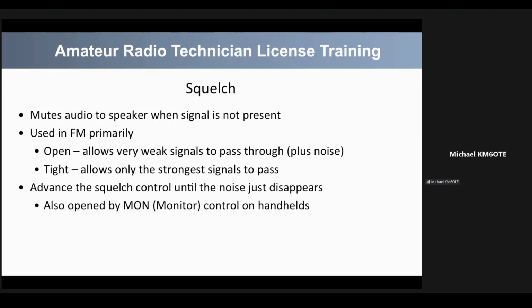If in fact you're trying to do simplex from, in my case, from here to Casper, for example, there's a hill in the way and it's very hard to hear. And so I actually set the squelch to open so that I'm listening to a lot of noise, but I can also hear the weak signals. So, and this is a question that's on the test, open squelch is for weak signals, tight squelch is for stronger signals. And the way it's normally used, if you're using a repeater and you have good strong signals, is to advance the squelch until the noise just disappears.